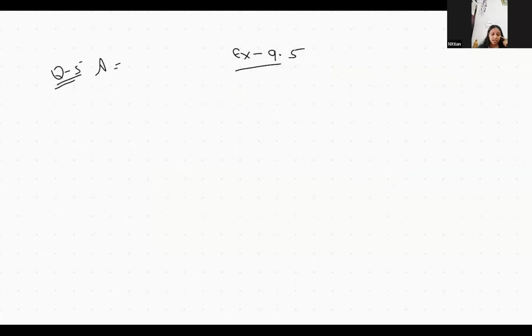Amount is 17576, and principal is how much? 15,625. I'm having the rate 16%, and it's compounded quarterly again.